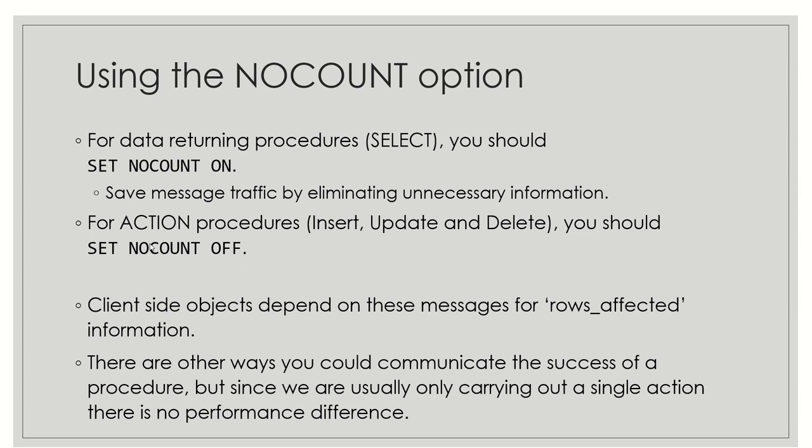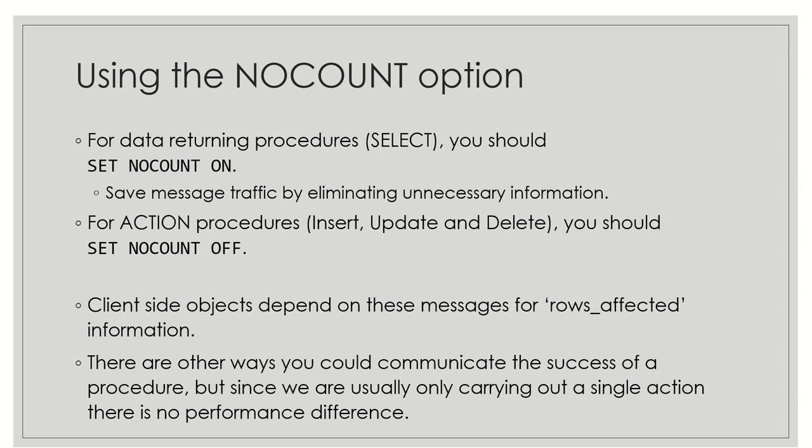Now it's kind of funny because it's a double negative, right? No count. So if we're setting no count to off, it means we are counting the number of rows affected. The client-side objects depend on those messages for that rows affected information. This is the easiest way to communicate the success of a procedure. For example, if you're running a procedure that's supposed to delete something, and the delete procedure comes back and says 0 rows affected, it means that nothing got deleted. Your delete procedure failed for whatever reason. So this is the simplest way to let our client know whether or not our action procedure worked.